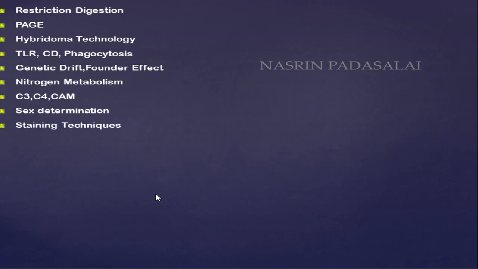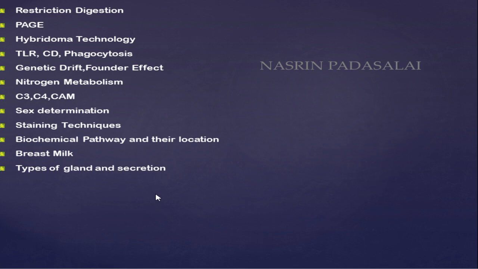Next is staining technique in microbiology. Next is biochemical pathway, their location, their regulatory steps, the inhibitors. Next you need to know about breast milk. Okay, there are types of breast milk, you can check them, and types of glands and their secretion, like endocrine gland and exocrine gland.